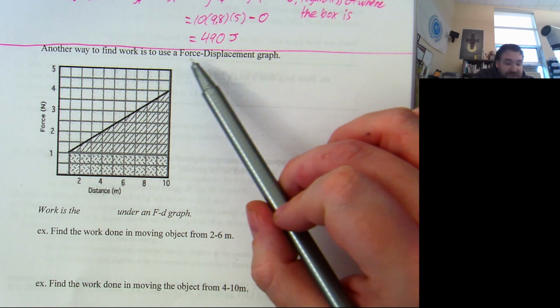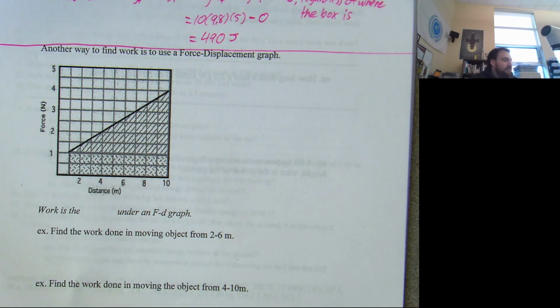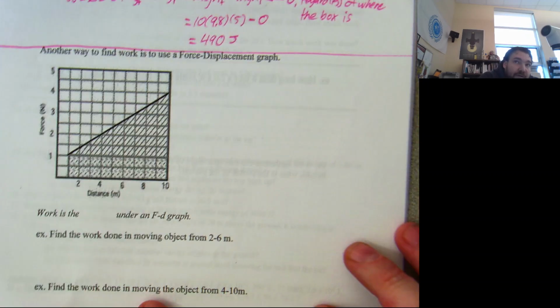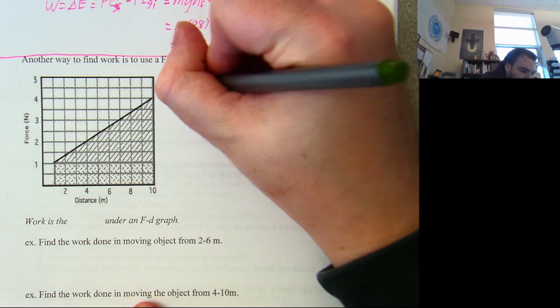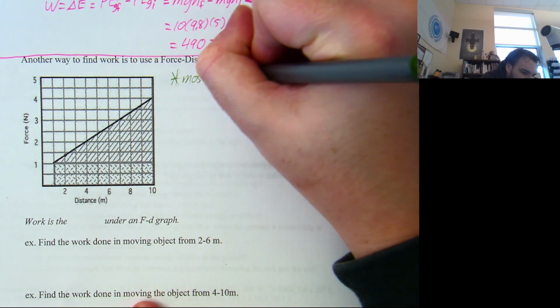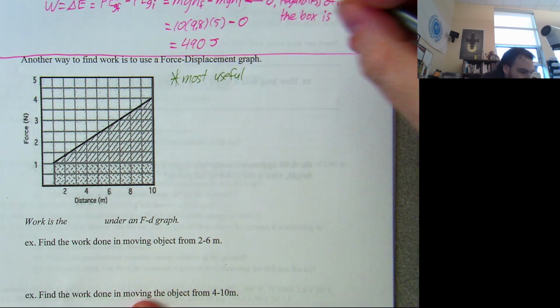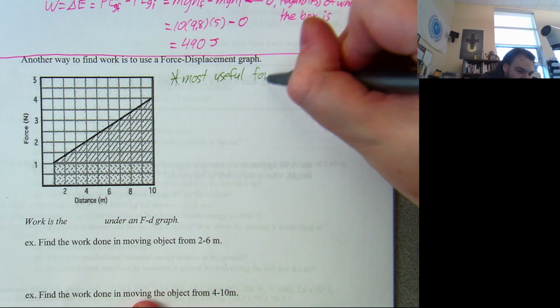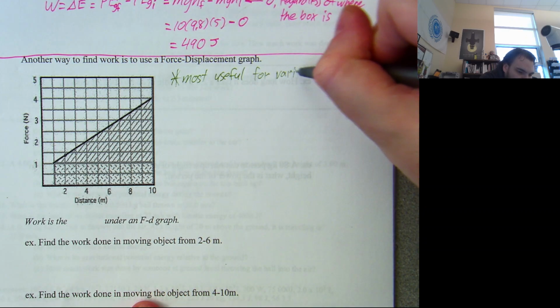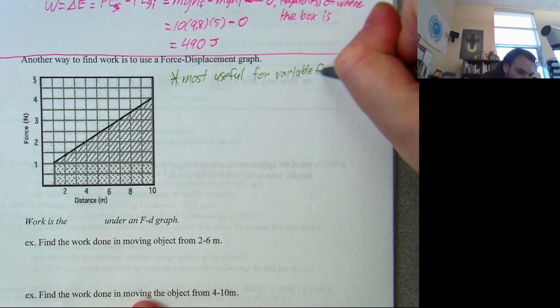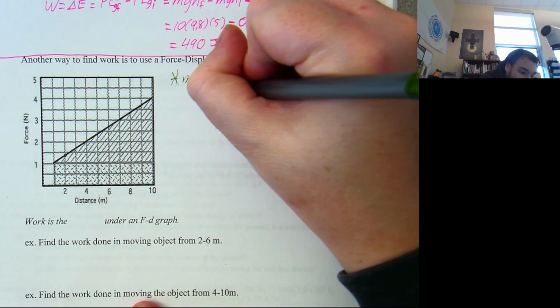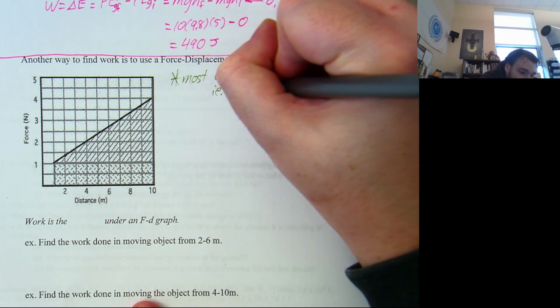So we use force displacement graphs to find things like this. So I'll put a note here. This is most useful for variable forces, i.e. springs.